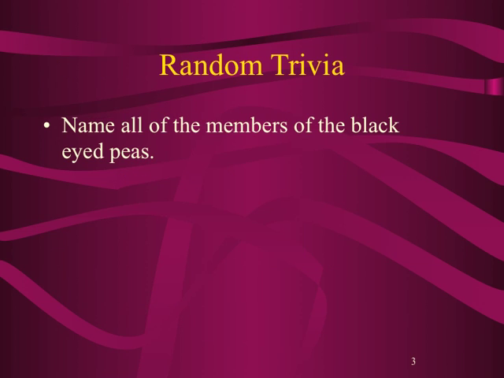Oh, hey look, there's random trivia, even in your at-home lessons. Check this out. Do you know all the members of the Black Eyed Peas? Here they are. Will I Am, who we now know is William, Fergie, Taboo, and Apple Diep.